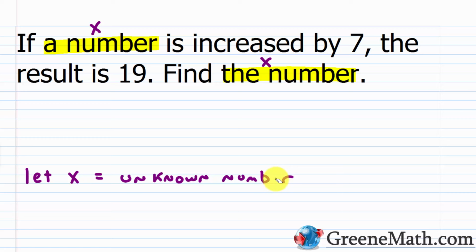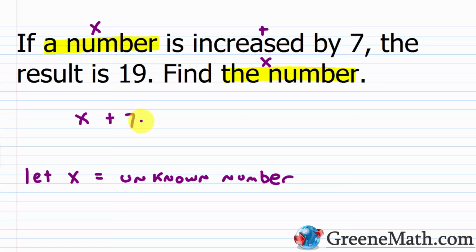Let me make that e a little bit better. Okay, so what am I saying here? If x, let me write that down, is increased by, we know this is a key phrase that means plus. So x plus, we have our number 7. It says the result here is 19. So when you see is in this context here, it means equals, okay?